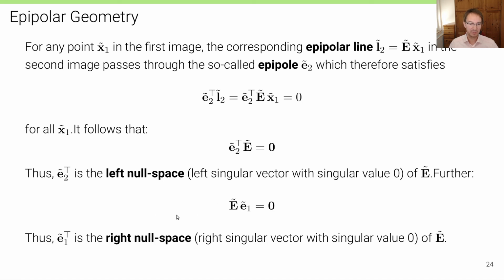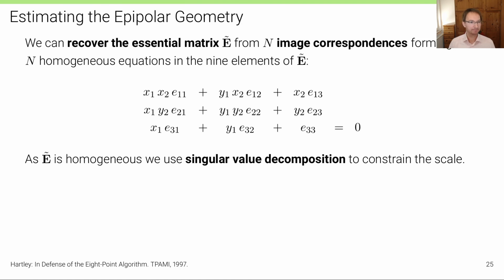And similarly, we have that the epipole in the first image is the right null space, or in other words, the right singular vector with singular value 0 of the essential matrix. It's just given here by this expression. So, good.